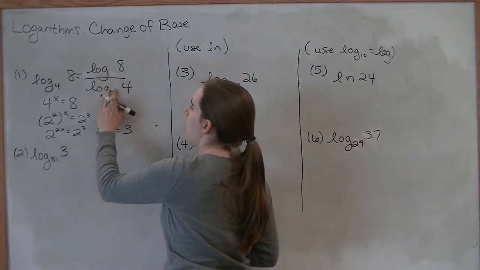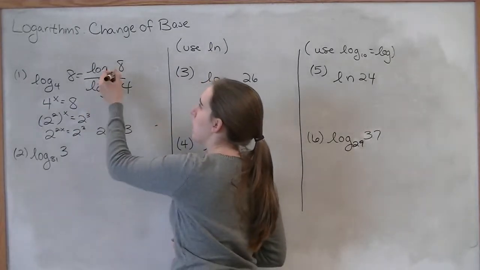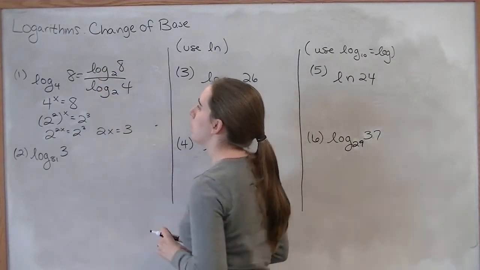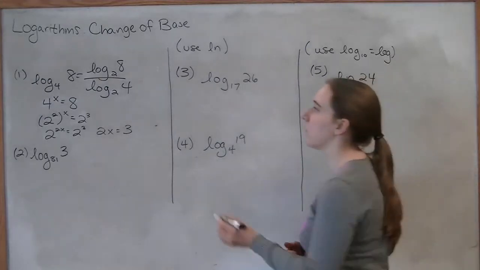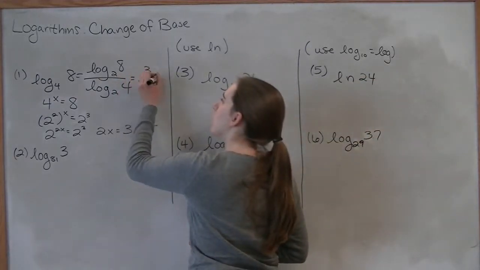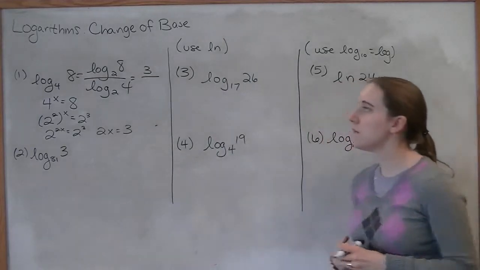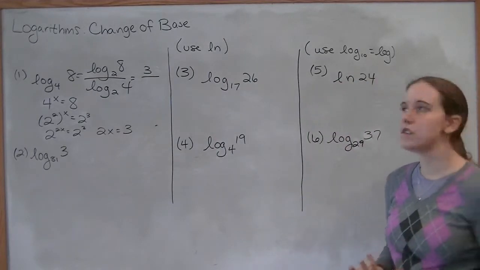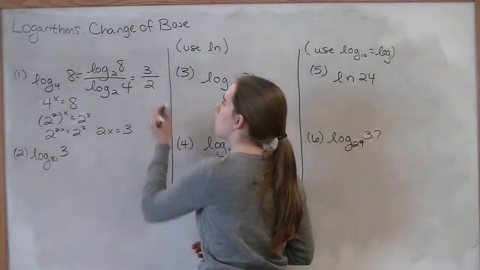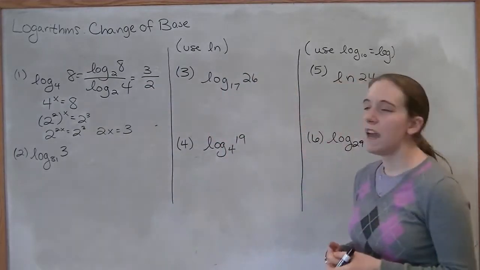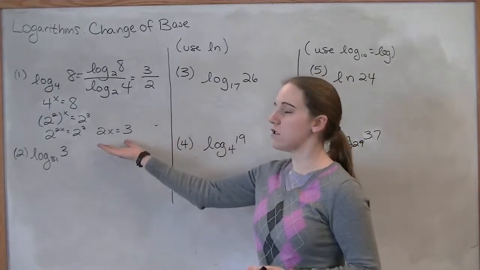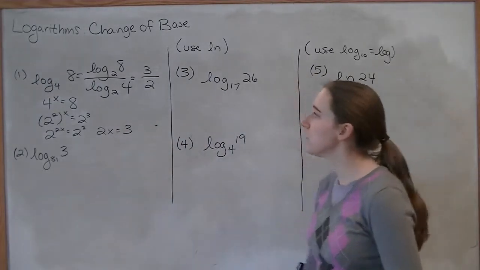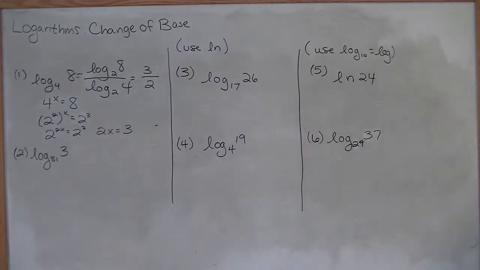And I think that I'd like to use 2, just like I did down here. Because I know that 2 to the third power gives me 8, so the top is just 3. The denominator is just 2, since 2 squared gives me 4. So again, I get that this log is equal to 3/2, just like we found down here. So this is just an alternate way to do this using the change of base formula.